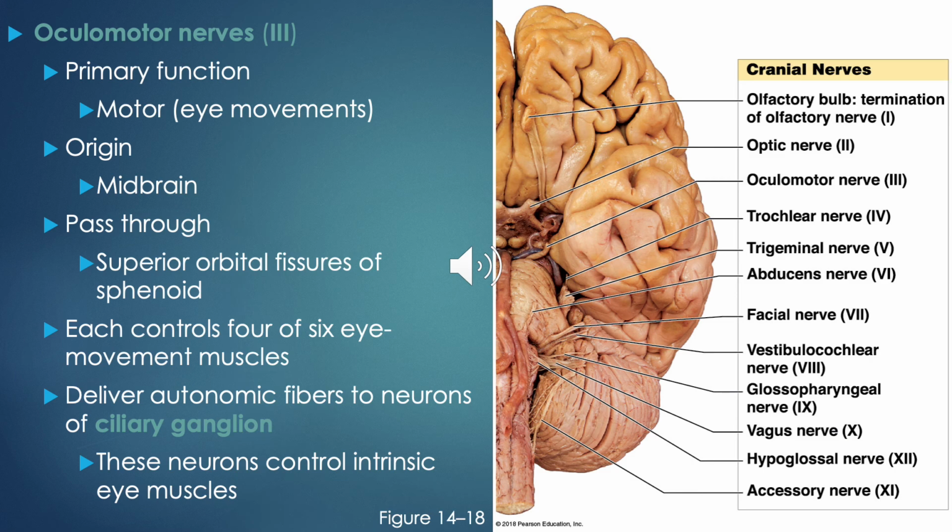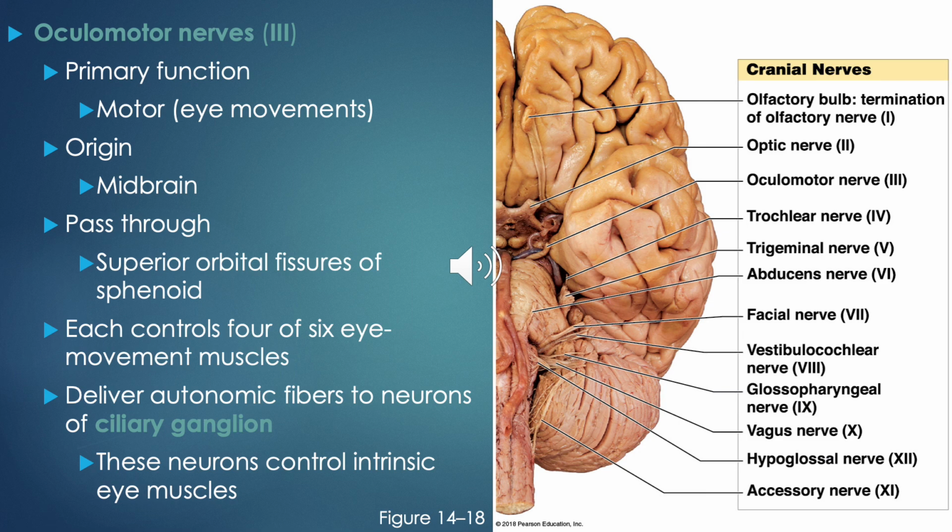The oculomotor nerve is cranial nerve 3, and its primary function is motor because oculo, eye, motor is movement, right? So it's responsible for eye movement. This originates in the midbrain, and it passes through the superior orbital fissures of the sphenoid, and then each of these oculomotor nerves is only responsible for controlling 4 of the 6 eye movement muscles. So there are still the 2 others that require other movement. The oculomotor nerves will deliver autonomic fibers to the neurons of the ciliary ganglion, and these will control intrinsic eye muscles.